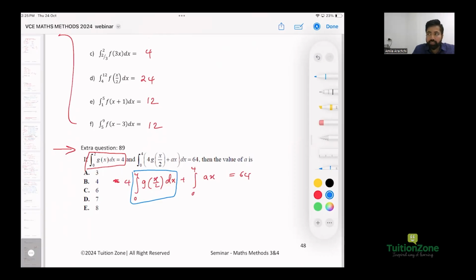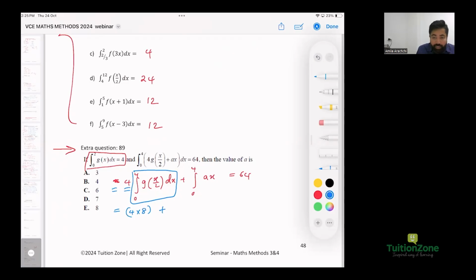What's the answer? 8. Sounds good because it used to be 4 times by 2, isn't it? 8. And that's why your answer you end up getting is 4 times 8, which is 4 is there already. And plus, you can work this out.